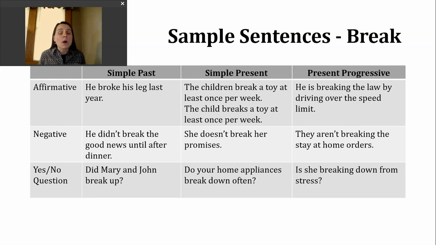Okay? If we want to make the negative in simple present, we're going to use does not with our subjects he, she, and it. And then with our subjects I, you, we, and they, we'll use do not. Okay? And then our base verb. Here's an example sentence. She doesn't break her promises. This goes back to that second meaning we discussed earlier in the video.